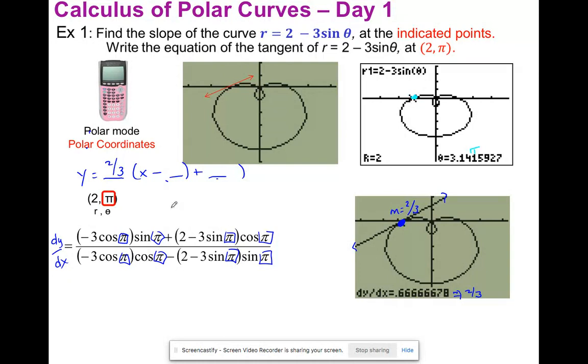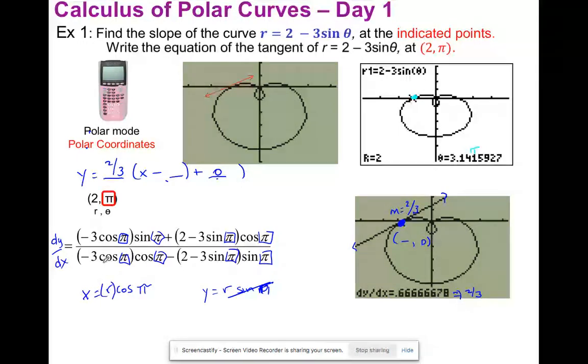This is where you have to remember that x is equal to r cosine theta, and y is equal to r sine theta. So who cares what r is? Sine of pi is 0. So my y coordinate is 0. I hope that makes sense to you. Can you see that? So I'm going to put a 0 there.